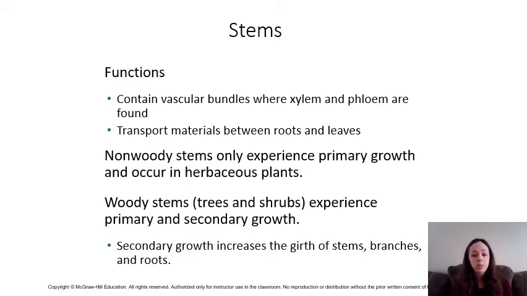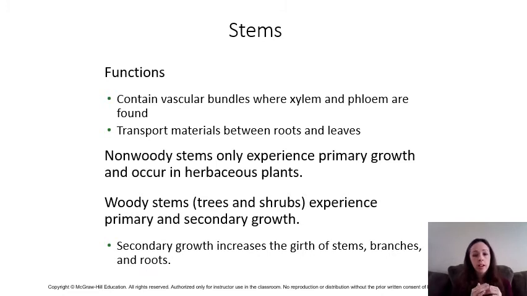The stems of roses and the trunks of a maple tree are both considered stems. Stems have two main functions. They contain vascular bundles where xylem and phloem are found, and transport materials between roots and leaves. There are two types of stems: non-woody and woody stems. Non-woody stems are called herbaceous plants and only experience primary growth. Woody stems, which include trees and shrubs, experience both primary and secondary growth.